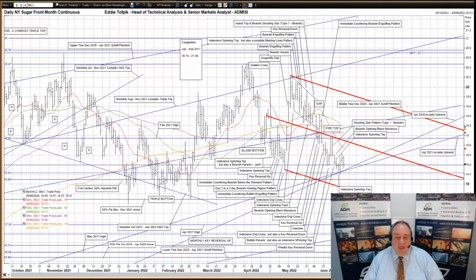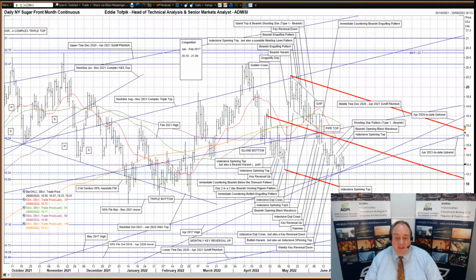We also had a weekly key reversal down in New York sugar futures last week. This one came slightly out of the blue, but it does tie in with the recent bearish actions, notably the April to May bearish shift pitchfork, which is highlighted in red, indeed heavily highlighted in red, as I used this to explain some point in my weekly commentary earlier this week.